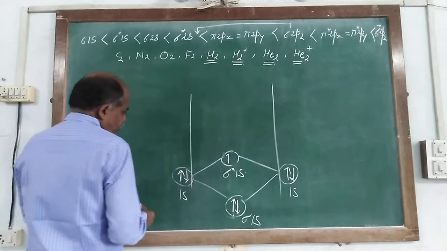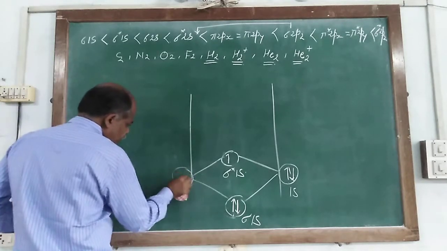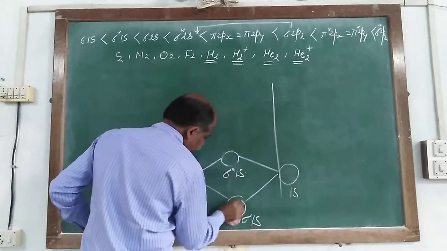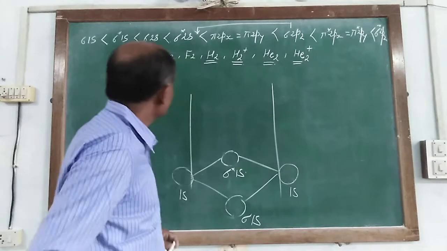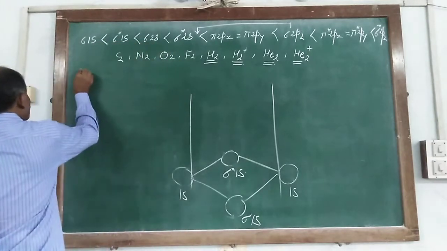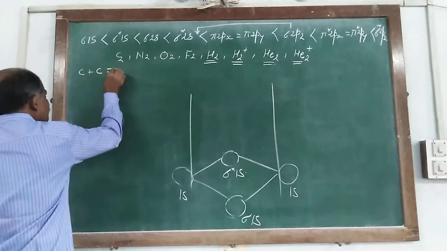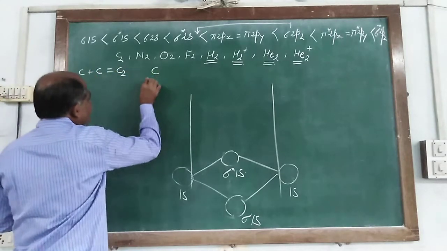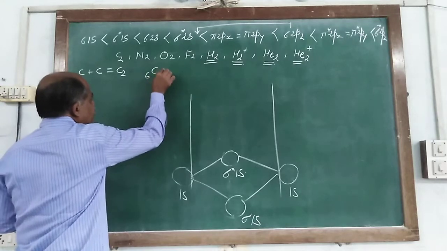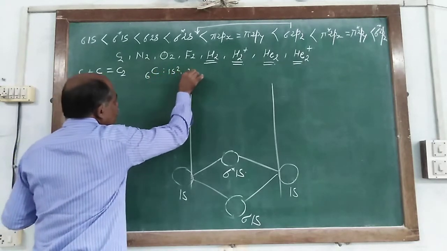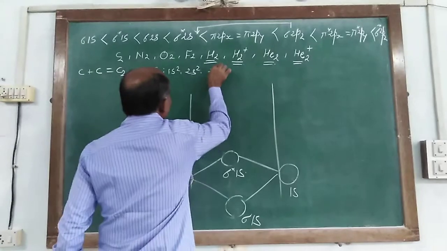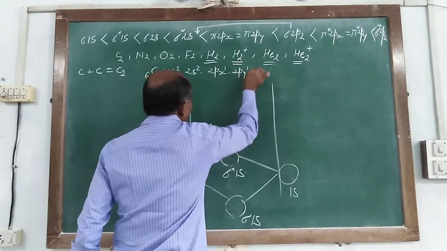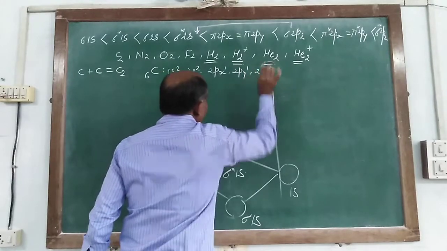Two carbon atoms are linking to each other to form the C2 molecule. Similarly, one carbon plus another is equal to C2. Each of the carbon atoms has the electronic configuration 1s2, 2s2, 2px1, 2py1, and 2pz.